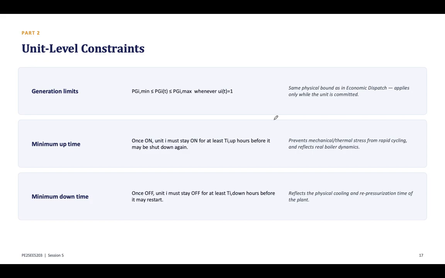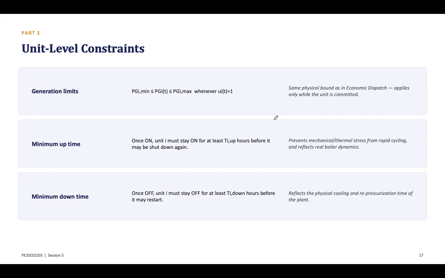These restrictions are not merely extra inequalities. They create memory, to know whether a proposed on-off decision is feasible in the present hour. The algorithm may need to know how long the unit has been continuously on or off. In dynamic programming, this history must be presented either directly in the state or indirectly through a feasible transition screen.